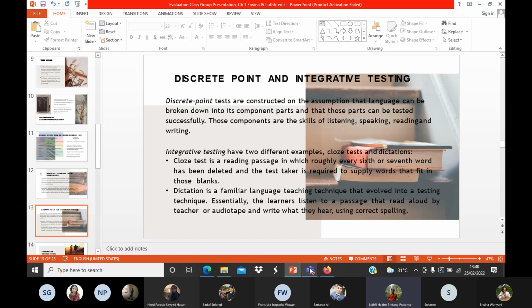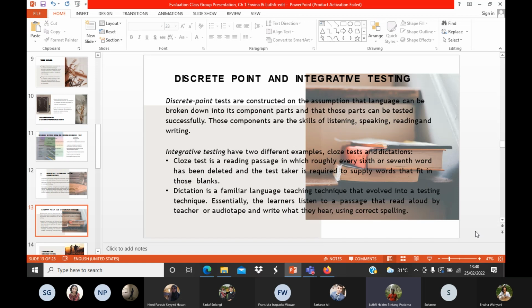Discrete point tests are constructed on the assumption that language can be divided into its component parts, and those parts can be tested successfully. The components are the skills of listening, speaking, reading, and also writing, and various units of language: phonology, morphology, lexicon, and syntax. Discrete point tests aim to achieve a high reliability factor by testing a large number of discrete items, but each question tests only one linguistic point.